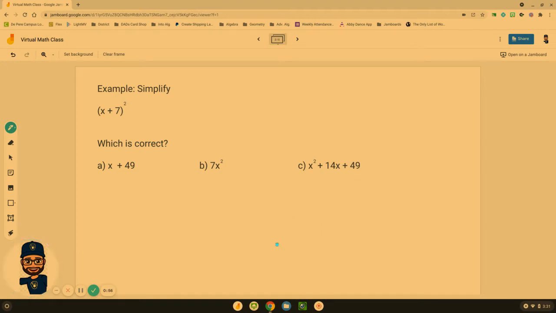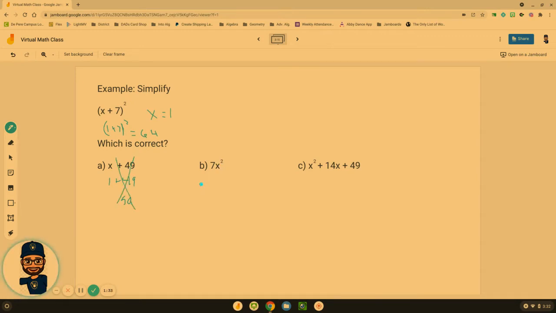All right, here's what we are going to do. We are going to plug in the value of 1 for x. Let's say x equals 1. If I plug that in, I get 1 plus 7, and 1 plus 7 is 8. And 8 squared is 64. So we should get a 64 if we plug it in correctly. If we plug it in here, 1 plus 49 gives us 50. So it wasn't A.